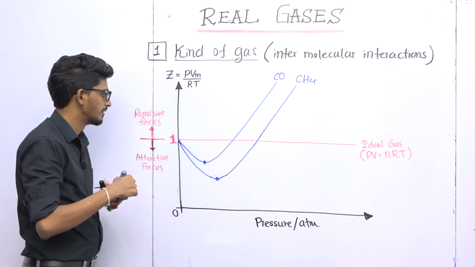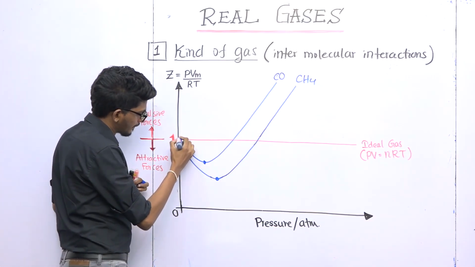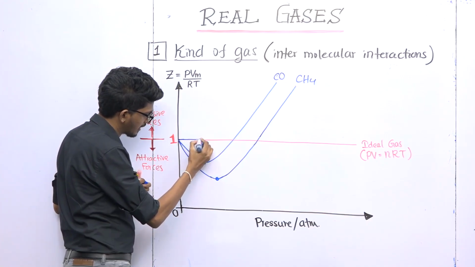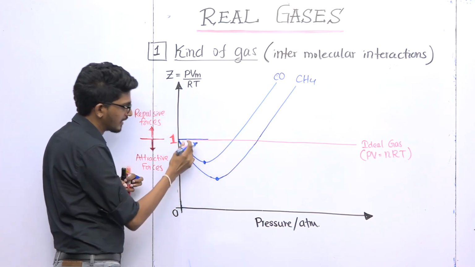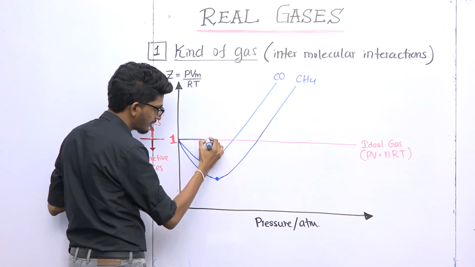So when it comes to helium gas, through most of the pressure values it will follow the ideal line like this. After that, there is a very slight increase.